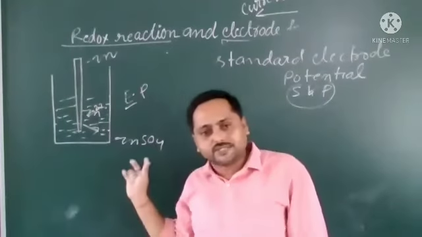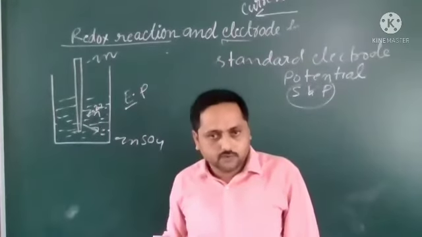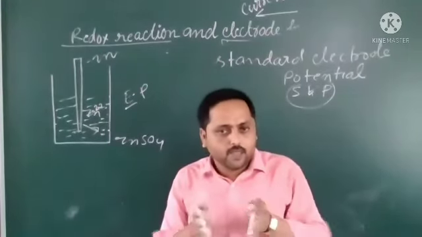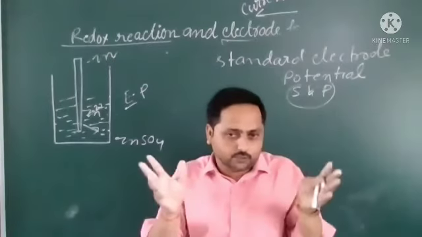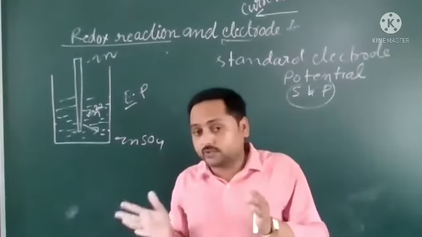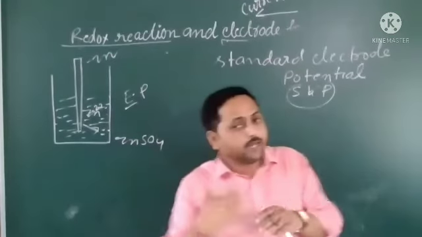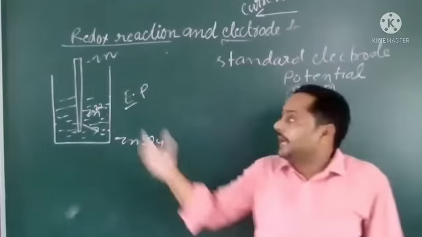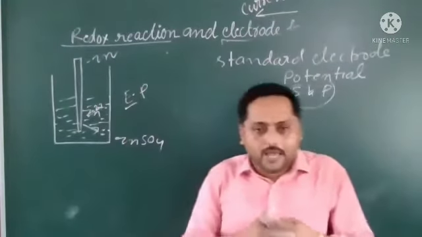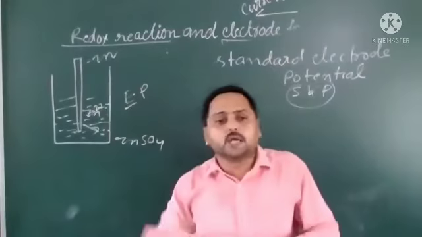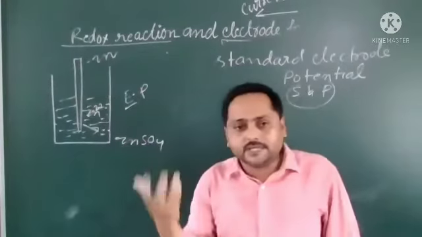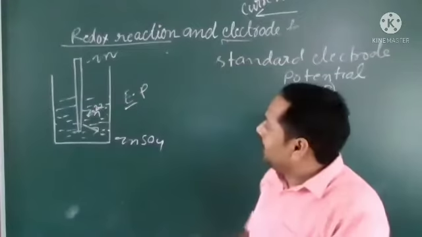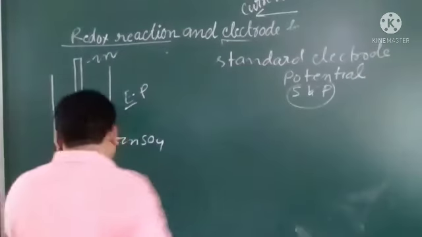When a metal rod is dipped in its salt solution, the potential developed between the rod and the salt solution is known as electrode potential. Or in your book it is given like this: the potential associated with an electrode is known as electrode potential. That is also correct. How it develops, we are discussing.